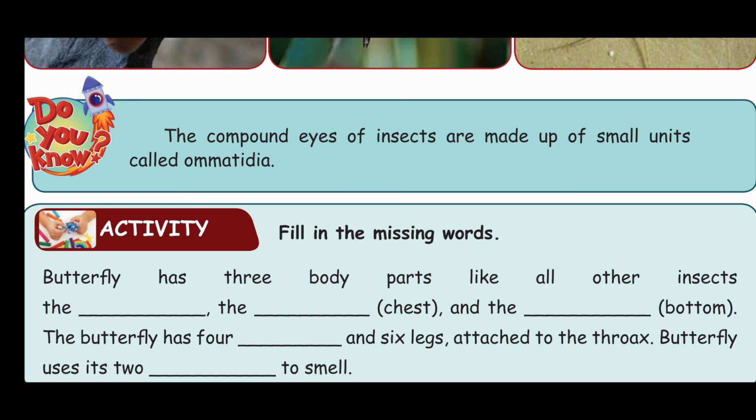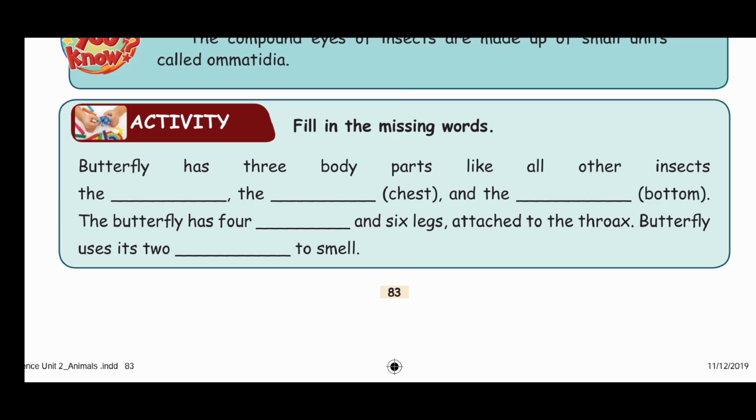Fill in the missing words. According to what was given above, we have to fill these in. Butterfly has 3 body parts like all other insects, the dash and the dash. The butterfly has 4 dash and 6 legs attached to the thorax. Butterfly uses its 2 dash to smell.